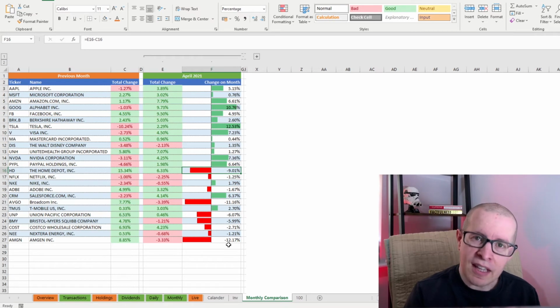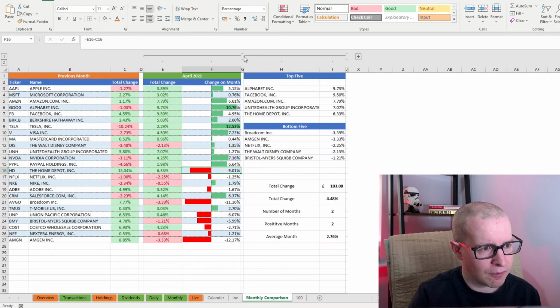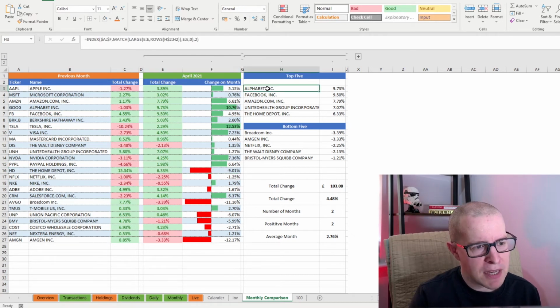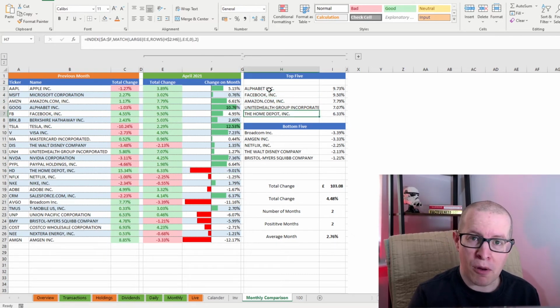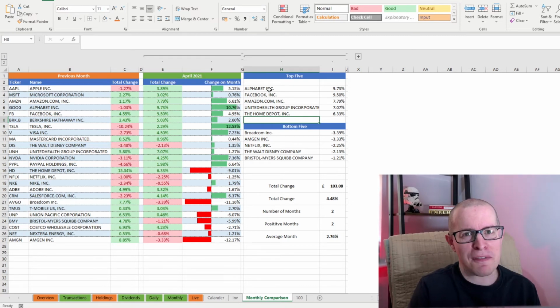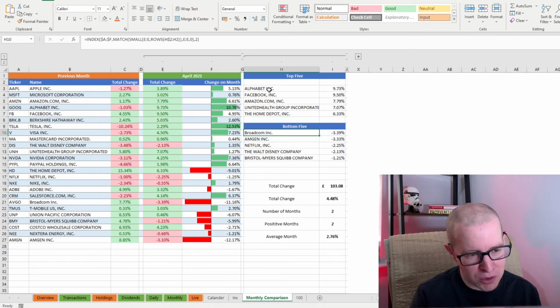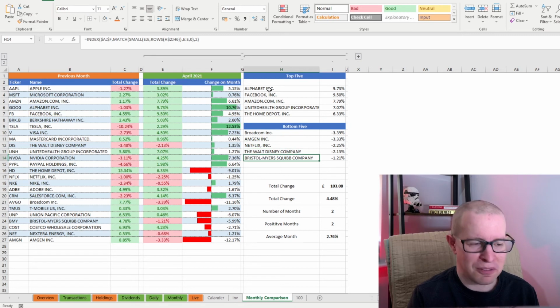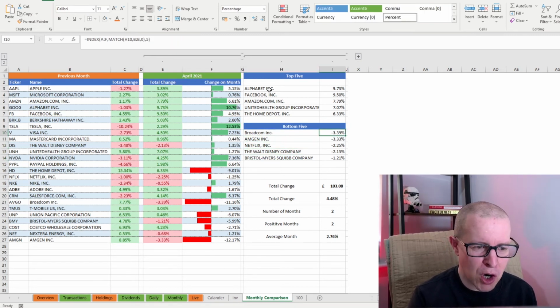If I unhide this next section, this is my totals for my portfolio. First, we have the best 5 companies in my portfolio currently. You will see that I have 3 of the FANGs in my top 5, some of them with almost 10% gain in just 2 months. And we also have the bottom 5 companies in my portfolio. Happily, these are not massive losses, with the biggest one being Broadcom at a loss of 3.39%.